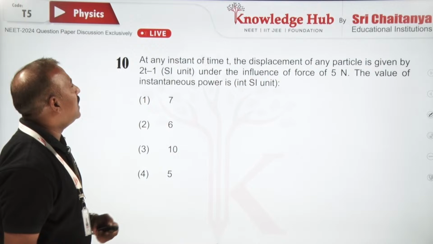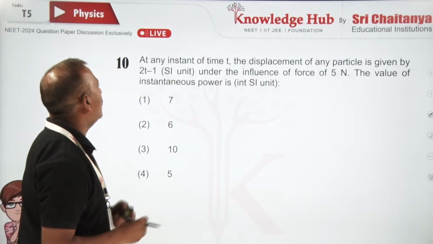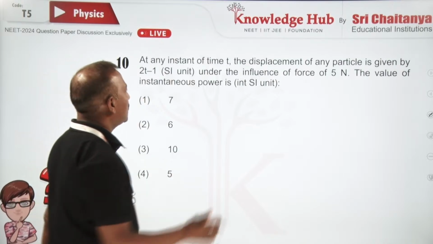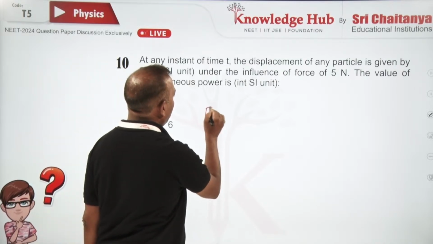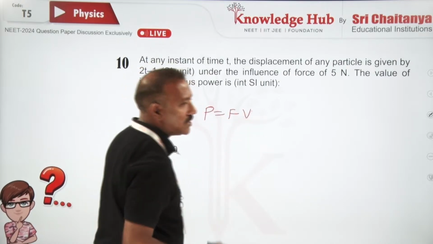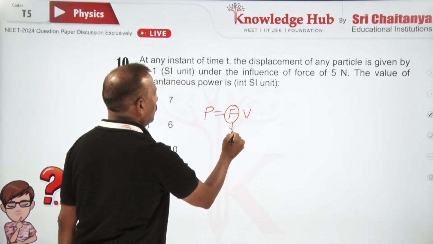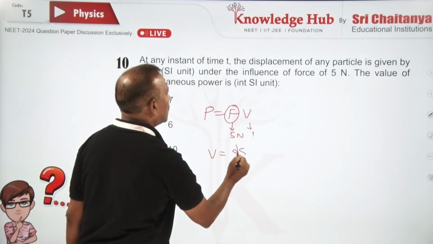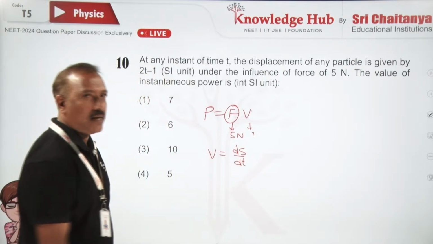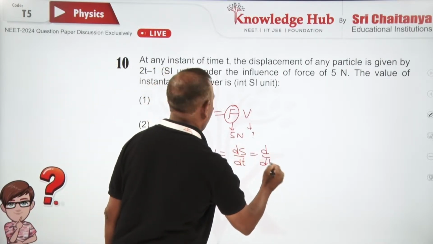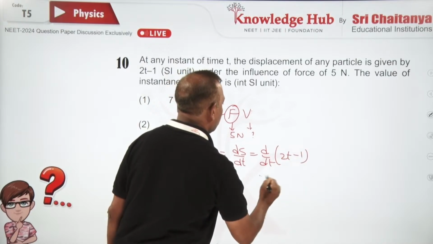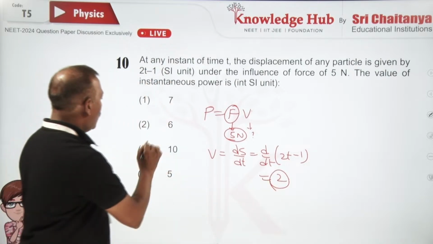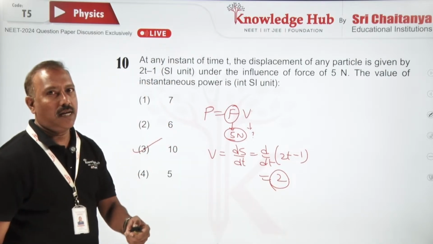Next, 10th question. At any instant of time, the displacement of a particle is given by 2t minus 1 under the influence of a force of 5 newtons. Find the value of instantaneous power. The instantaneous power is given by force multiplied by velocity. Here, the force is 5 newtons, but how to calculate velocity? The velocity is given by ds by dt, where s is the displacement, and it is d by dt of 2t minus 1, which gives you 2. And the product of this force and velocity will give you 10. Therefore, the third option is correct.